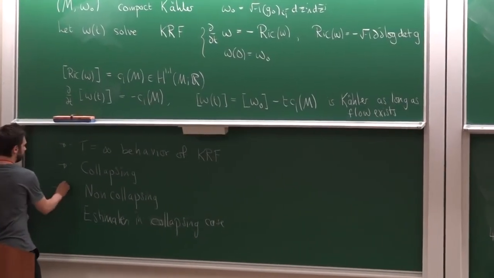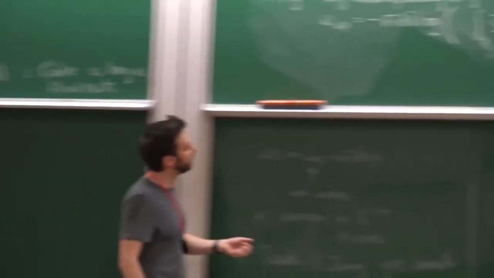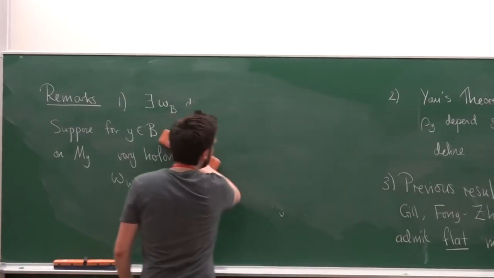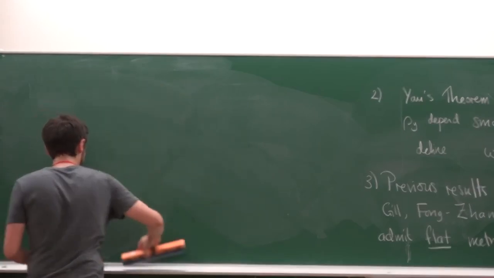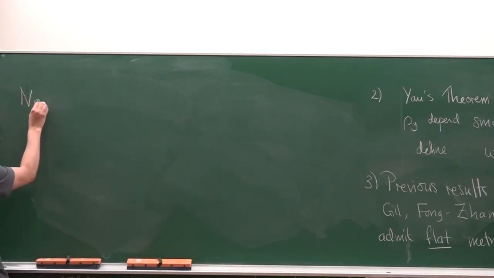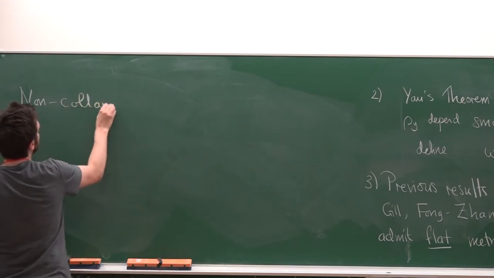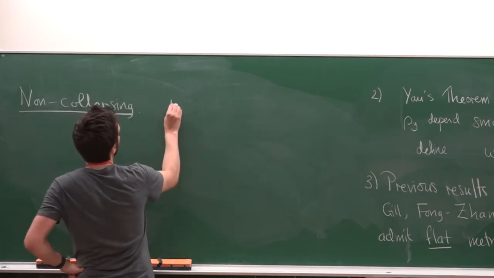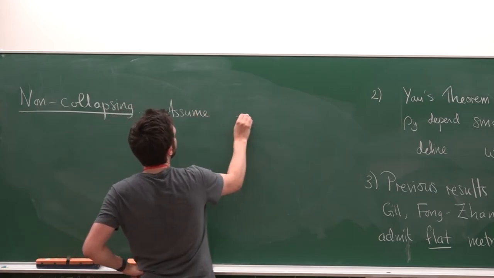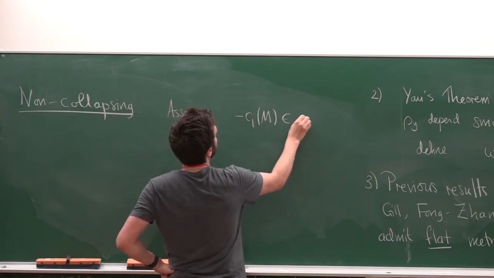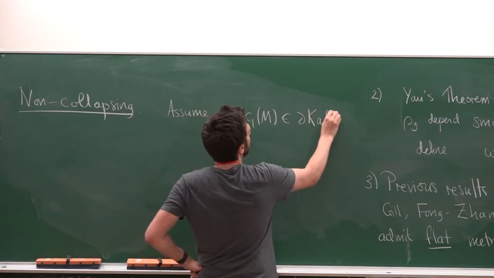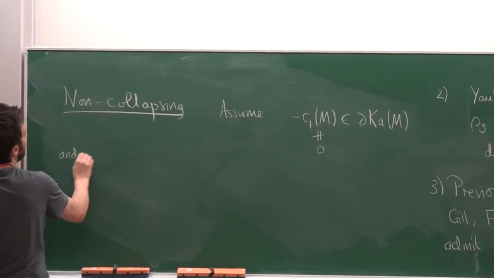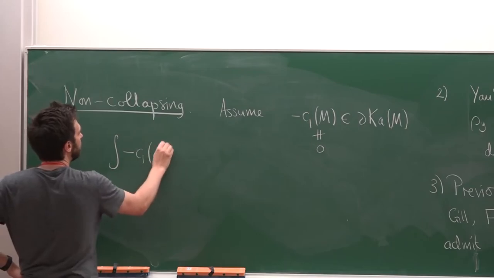Let me say something about the non-collapsing case briefly. Okay, let me remind you what the assumption is. So we assume that the first Chern class, or minus the first Chern class of M, is in the boundary of the Kähler cone, and we assume it's not the zero class, and we assume that it has a positive volume.